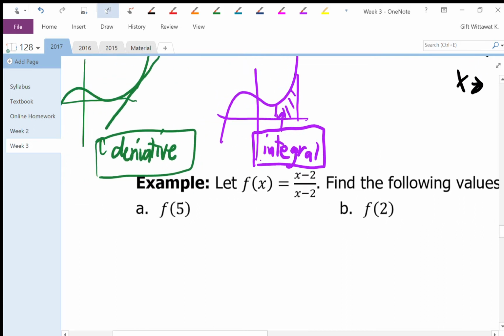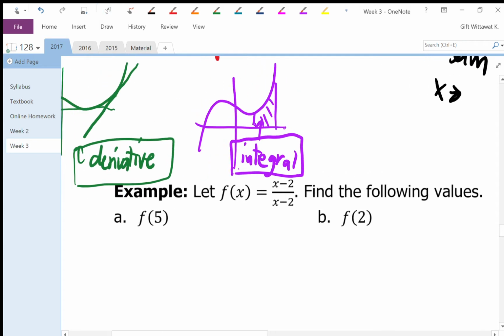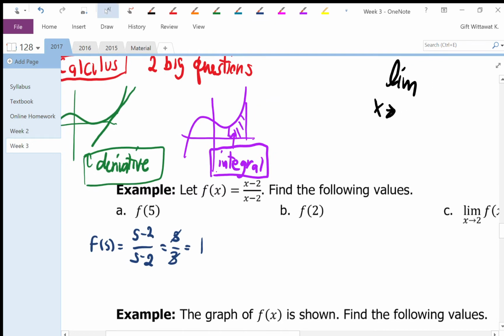Well, let's see. If I want to compute f of 5, I just plug 5 in, so I get (5 minus 2) over (5 minus 2), which is 3 over 3. So indeed, they cancel out and give me a 1. That's not bad. Let's try the next one, f of 2. I get (2 minus 2) over (2 minus 2), which is 0 over 0. And now I'm in trouble, because I get a division by 0.